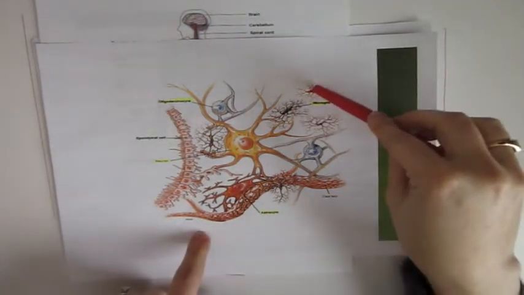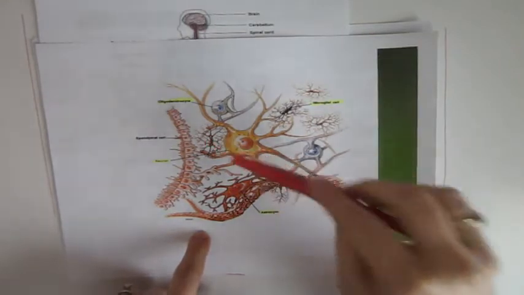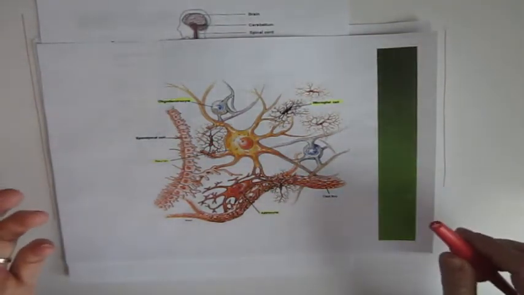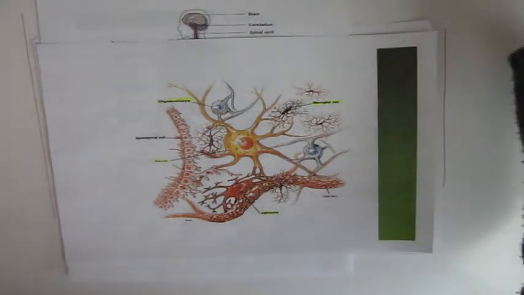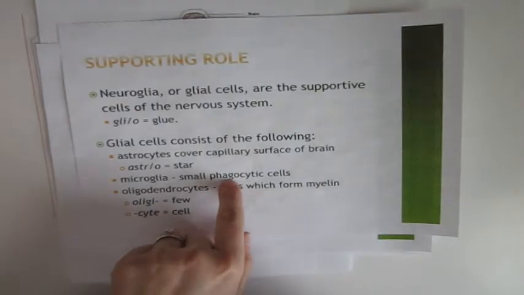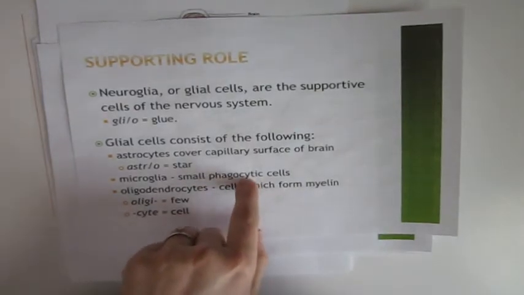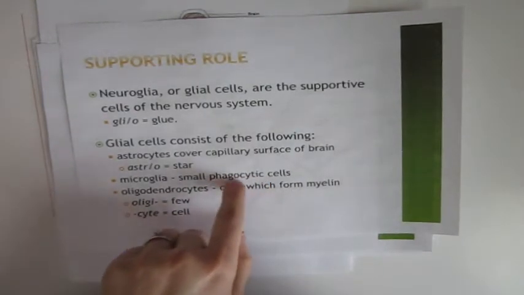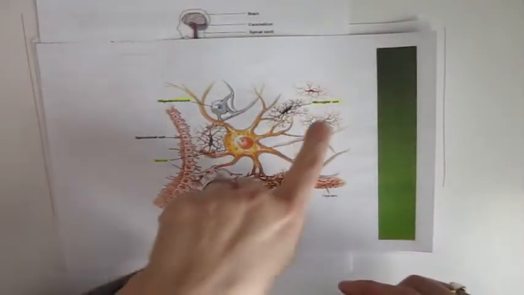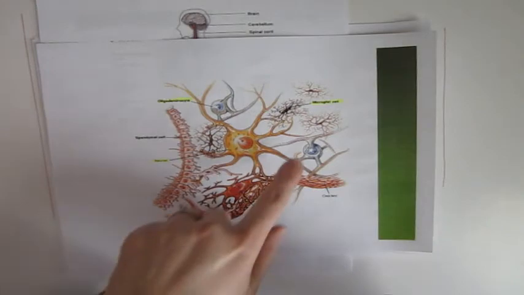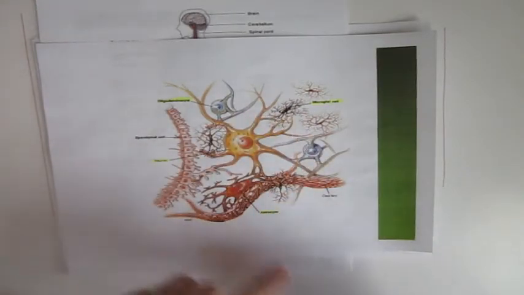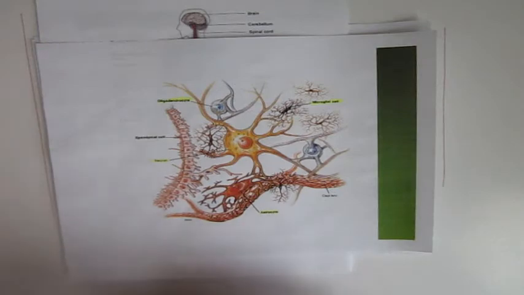Microglial cells, right here and here and here, are small phagocytic cells. So phago means to eat. Cytic or cyte is a cell, so it's a cell that eats. So basically, these cells eat bad things that surround or waste products. They take care of all the things that don't belong in this area. So that's what the microglial cells do.